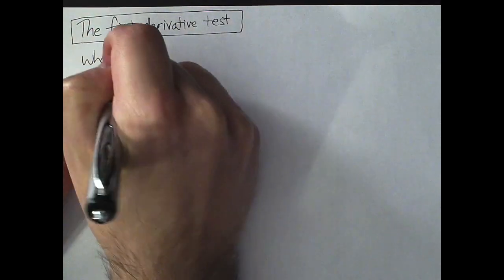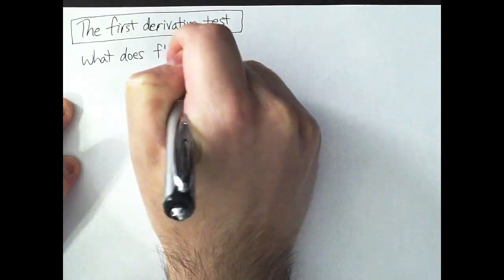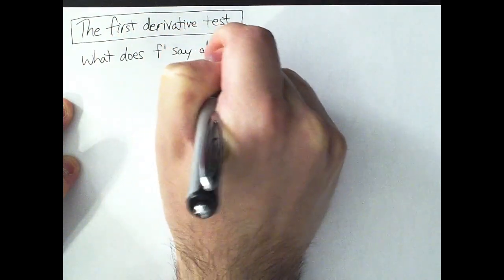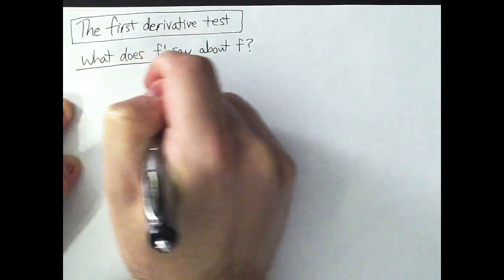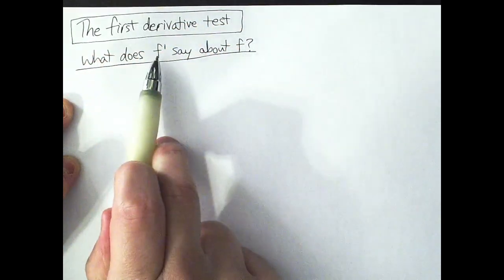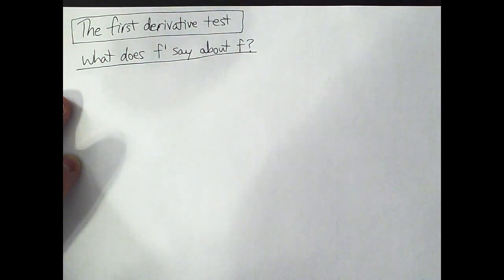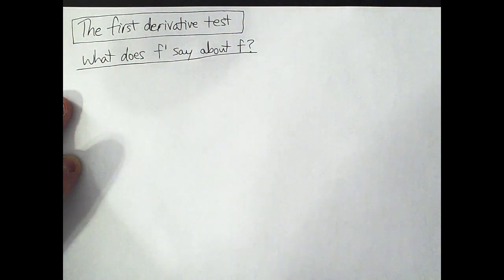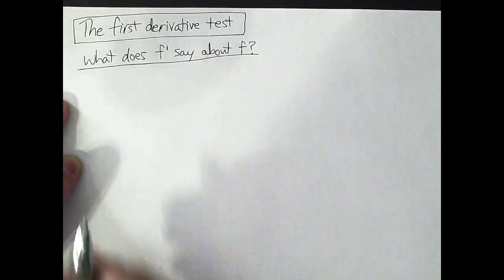what does f prime say about f? So when we say the first derivative test, we mean we're going to be using f prime. And in a following lesson, I think the next video lesson that you see, we're going to look at f double prime. So that will be a separate story. But for now, it's what does the first derivative tell us about a function?